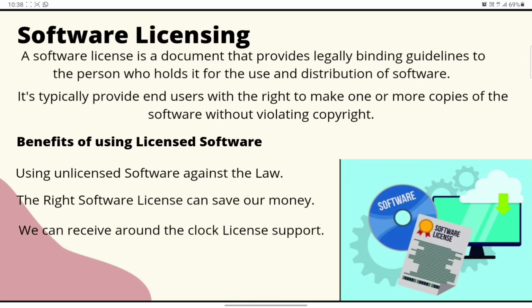Software licensing. A software license is a document that provides legally binding guidelines to the person who holds it for the use or distribution of software. It typically provides end users with the right to make one or more copies of the software without violating copyright. Benefits of using licensed software. Using unlicensed software is against the law. The right software license can save our money. We can receive round-the-clock license support.